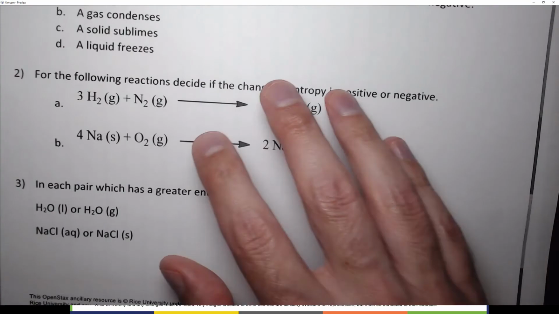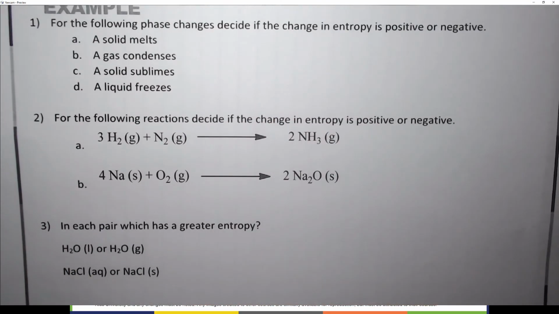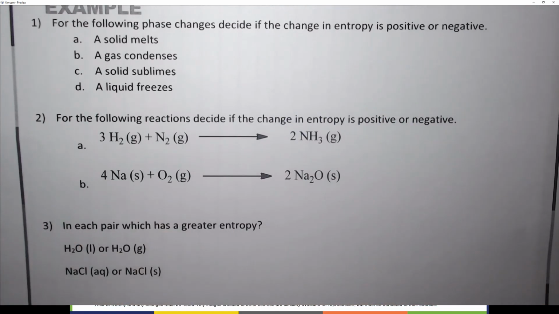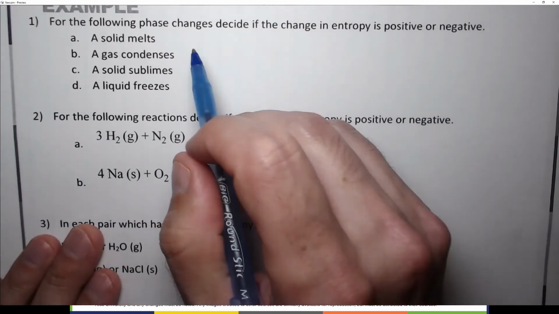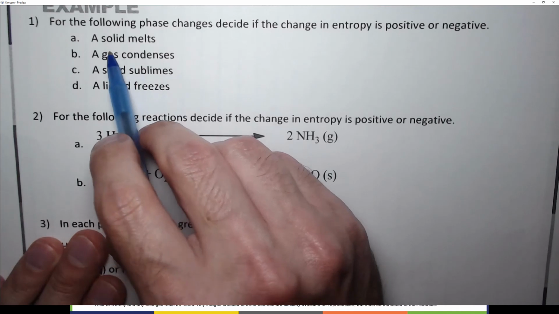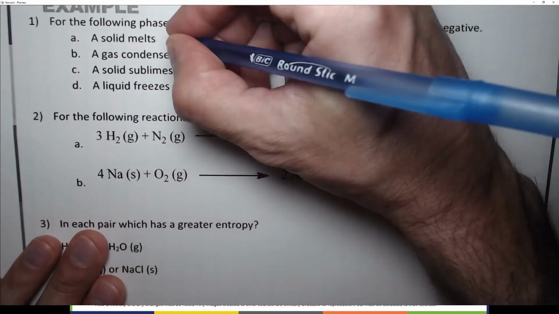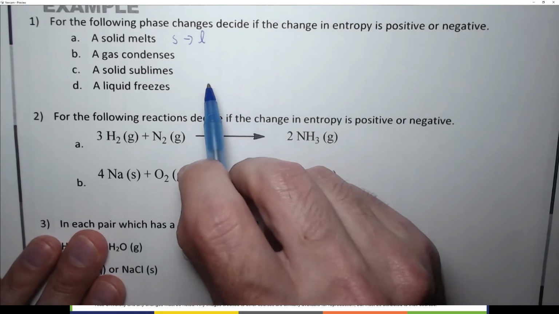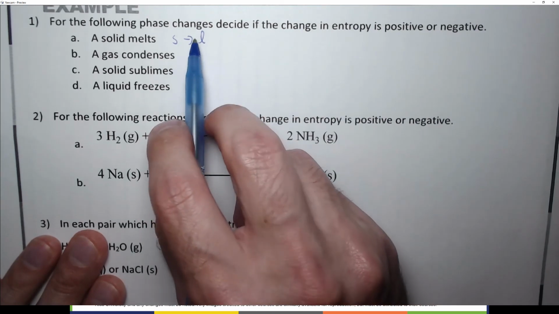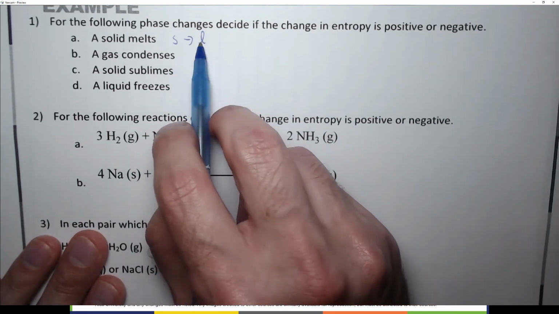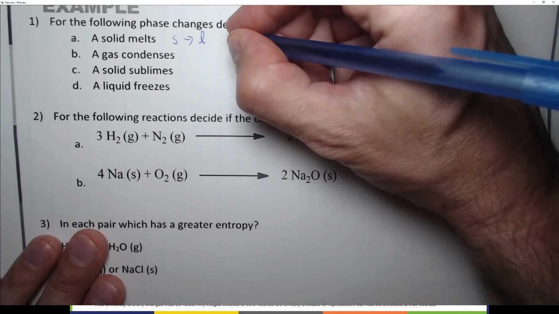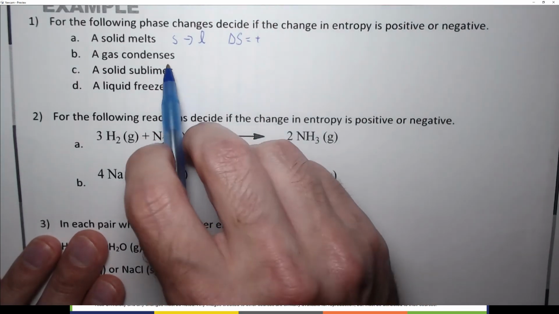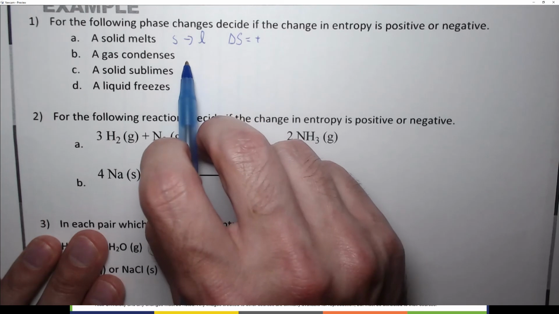And I'm going to switch over to the camera here so that we can do this. So we want to decide if entropy is positive or negative. Basically, we want to find the sign on delta S. So here we have a solid melting. So we have a solid forming a liquid. A liquid has more freedom or more randomness than a solid. So in this case, delta S is positive and entropy increases.